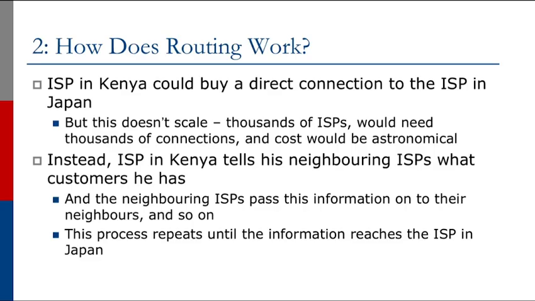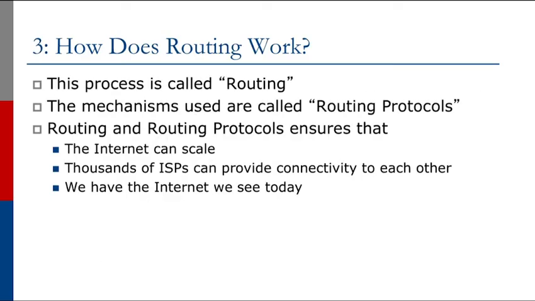Instead, the ISP in Kenya tells his neighboring ISP what customers he has, and the neighboring ISPs pass this information on to their neighbors, and so on. This process repeats until the information reaches the ISP in Japan. This process is called routing. The mechanisms used are called routing protocols. Routing and routing protocols ensures that the internet can scale and thousands of ISPs can provide connectivity to each other, thereby creating the internet as we see it today.